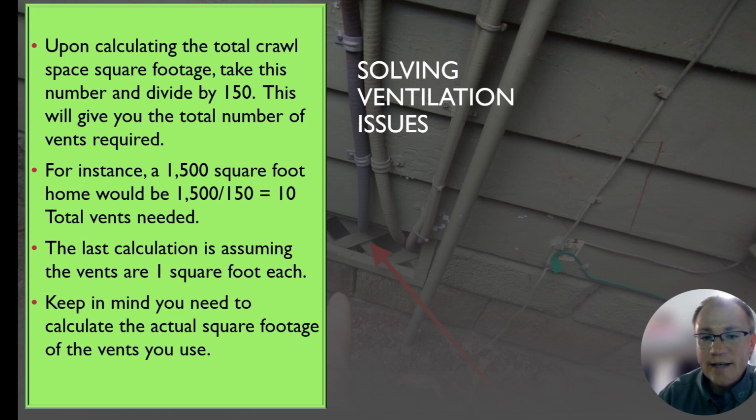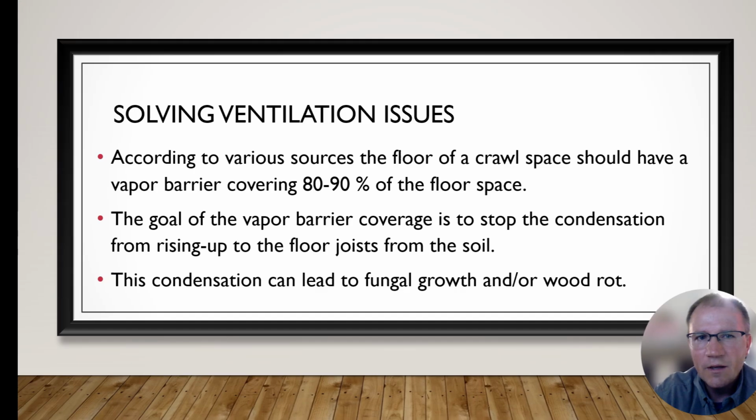So the last calculation is assuming that each vent is 1 square foot each. Keep in mind, you need to know the actual square footage of the vents you put in. But to keep it simple here, I thought we would just make them 1 square foot each. So keep in mind, it's a real simple calculation. You always need to know the square footage of the crawl space, and you're always going to divide that by 150 to get the minimum number of vents you need to have in that crawl space.